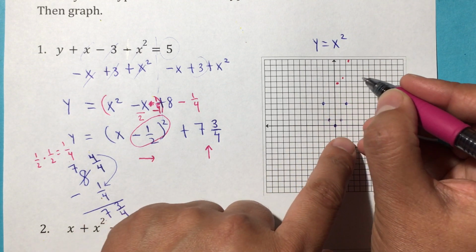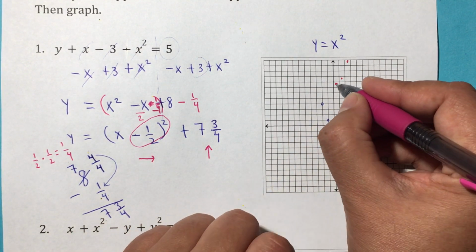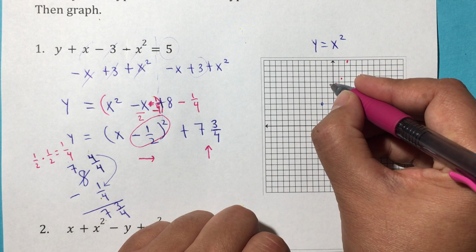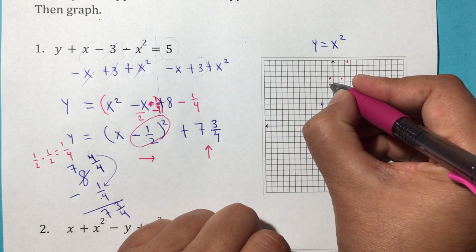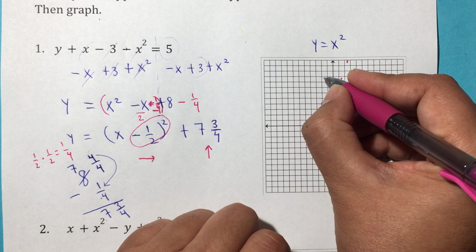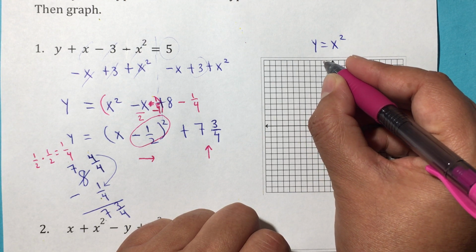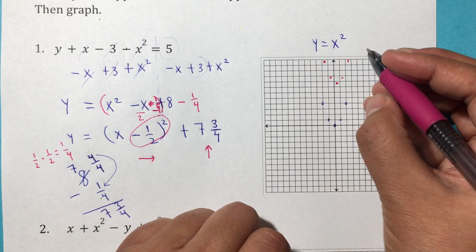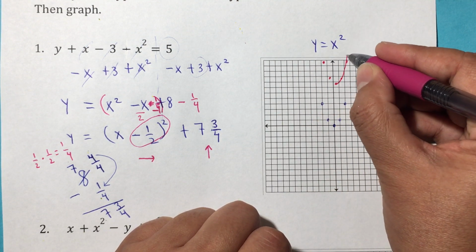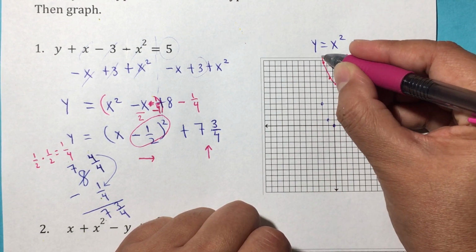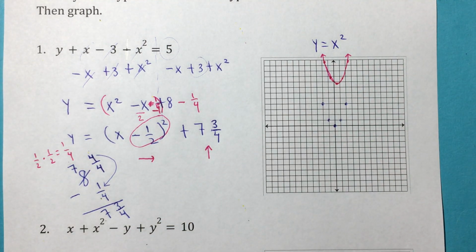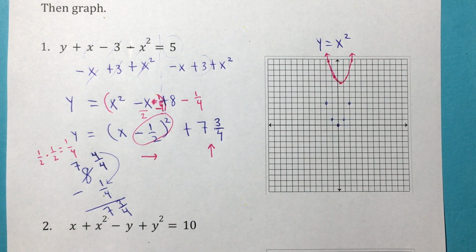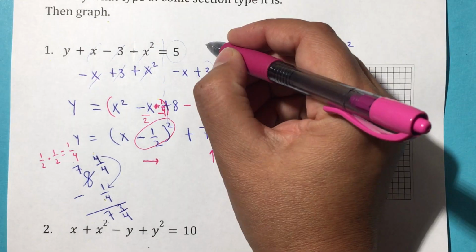Then 1 space to the left and 1 up. 1 space to the left and 1 up goes around here. And then 1, 2, 1, 2, 3, 4. It's 3/4 in there. And that's my new graph. You can do it with fractions as well. So that's my parabola.